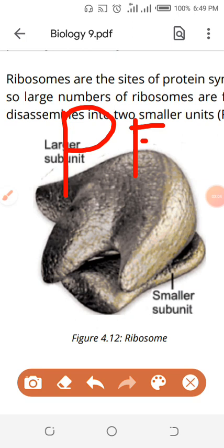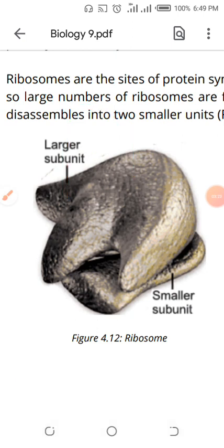This protein formation takes place due to the attachment of the ribosomes. The point I just wanted to share is that the protein formation process is called translation. The copy of the message from the DNA to the messenger RNA is called transcription. These are two processes which are integral parts of each other.